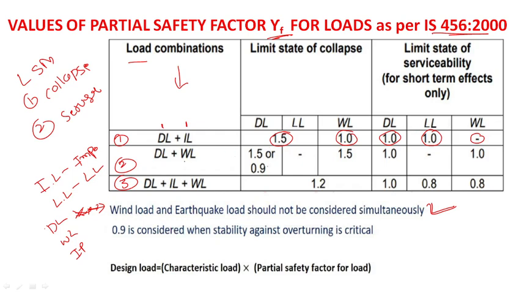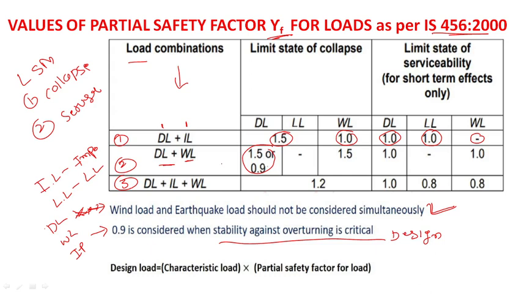Okay. Second one, dead load and wind load. If you are considering dead load and wind load, you have to take 1.5 or 0.9. When do you take 1.5 and when 0.9? There is one important point: 0.9 is considered when stability against overturning is critical. We will discuss this in the design part, don't worry about this one. Just remember these multiplying factors, that is very important.